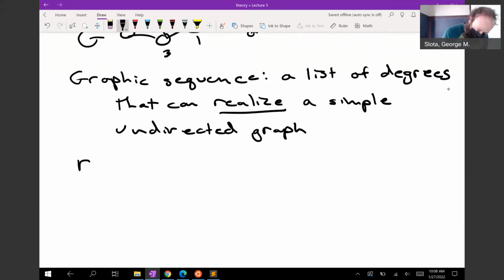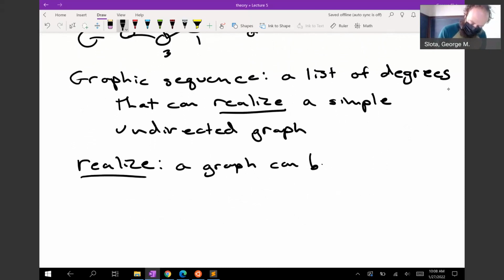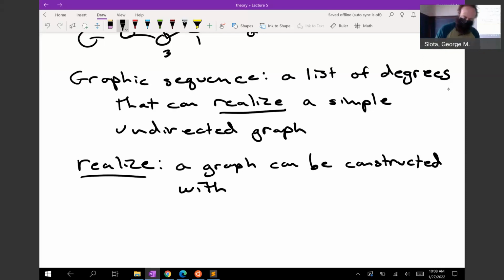This realized term. When we say a sequence can realize a graph, what we're saying is a graph can be drawn, can be constructed, with, when I say graph here, again, simple undirected graph, with a vertex set of cardinality equal to the cardinality of the set of the degrees in that sequence, where there's a bijection, a one-to-one mapping, from the sequence to the degrees of the vertices of graph G.